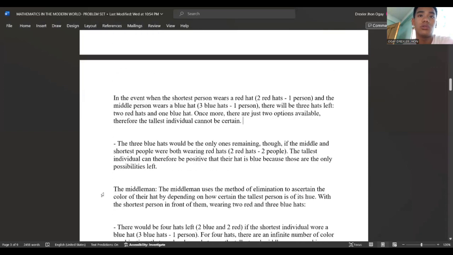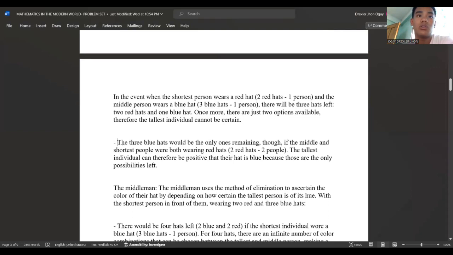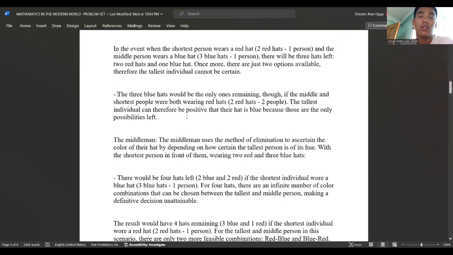Ito yung mga assumption ko pa. Nag-assumption ako. The 3 blue hats would be the only ones remaining. Though, if the middleman and the shortest people were both wearing red hats, 2 red hats, 2 people, nag-iisa lang. The tallest individual can therefore be positive that their hat is blue because there is only 1 possibility left. No? Kapag yung dalawang hat napunta na sa smallest and middleman, therefore, nag-assume si tallest man na siya yung blue hat.